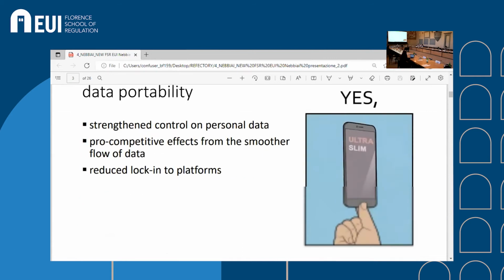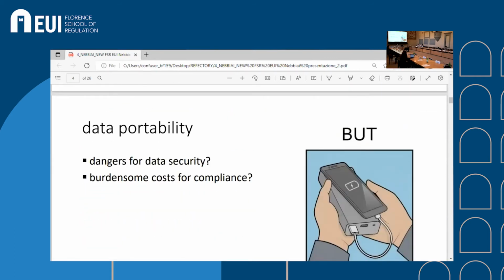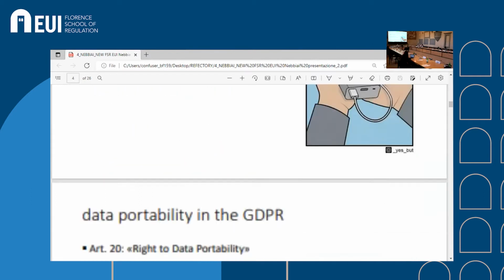However, there are also some criticisms of such a right, because there are some potential dangers for data security, because it makes the flow of data more frequent. And it could also be burdensome for some actors to implement such an option in their services.